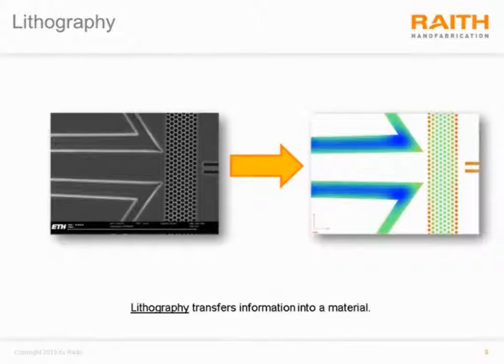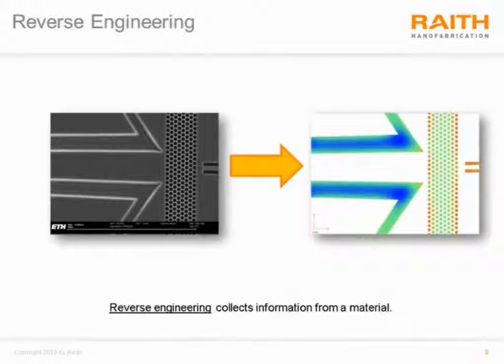If we reverse lithography, what do we have? We have what we call reverse engineering. And this is a very important application that Raith has been serving over the last 15 years. If you have an unknown device and you want to extract a design from that device, this is reverse engineering. And this is collecting information from a material. So an unknown device is deprocessed layer by layer, and each layer is imaged over large areas with a scanning electron microscope to resolve the very small features in these devices.